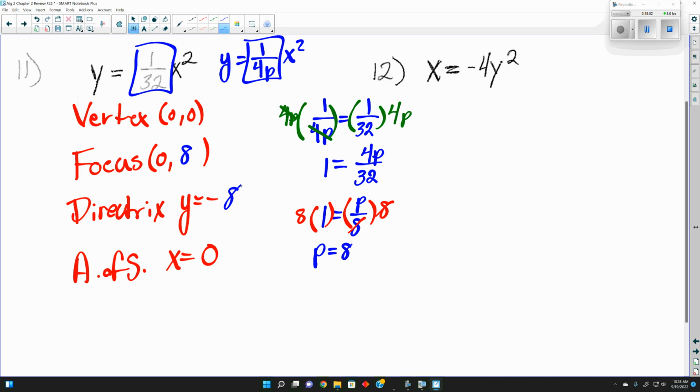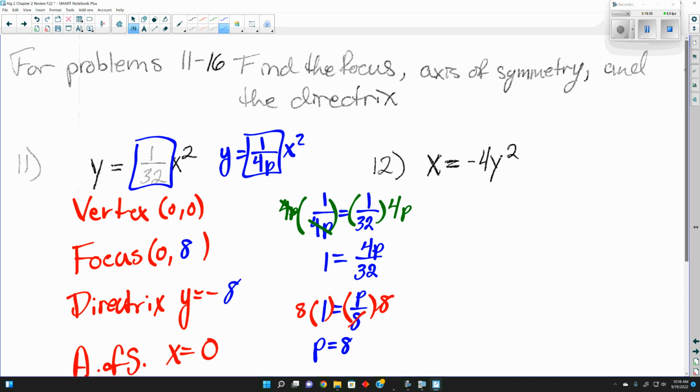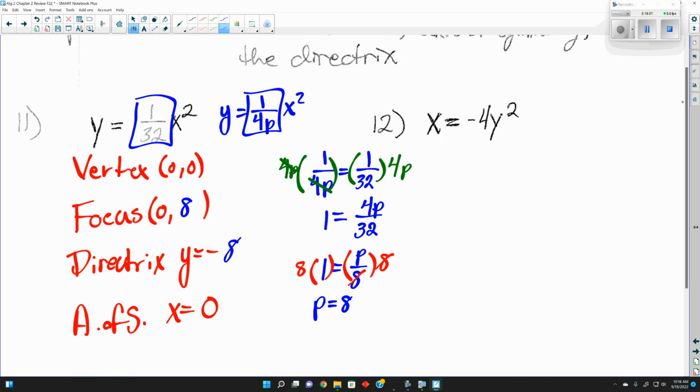Any other questions on 11 through 16? Any of those that y'all want to look at? So 12, 13, 14, 15, or 16, one of those in particular that y'all want to look at. 14?